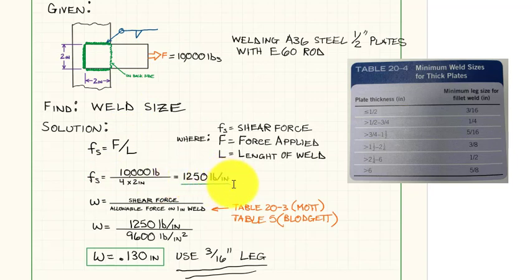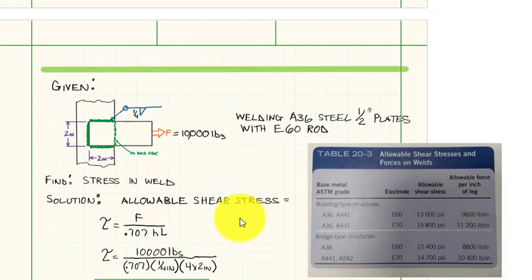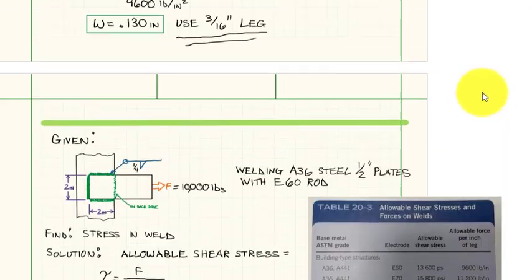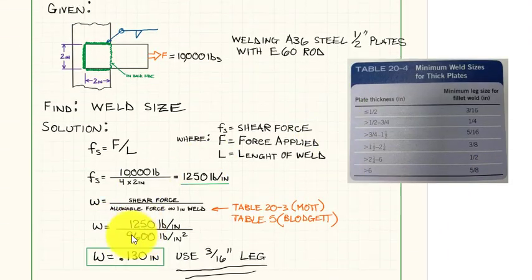1,250 pounds per inch. If I take that shear force right here, 1,250, and divide it by that table value we got down here, the 9,600, and I divide those out, it will give me the weld size that I need, because I'm left with nothing but inches when I divide this out. It will tell me that I need a 0.13 inch size weld, which is 3/16, which is smaller than what we saw in the previous problem of a 1/4 inch. So we could actually go with a smaller weld on this.